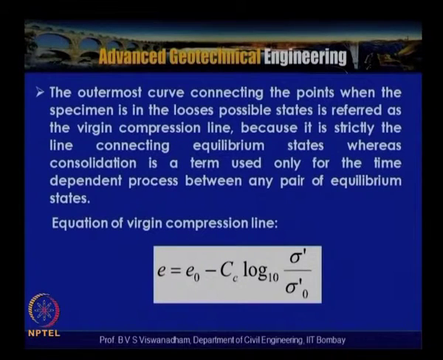So, the equation for the virgin compression line is given by e is equal to e0 minus Cc log to the base 10 of sigma dash by sigma naught dash. The outermost curve connecting the points when the specimen is in the loose possible states is referred to as the virgin compression line rather than as the virgin consolidation line. The reason is that the line connects the equilibrium states, whereas consolidation is the term used only for the time dependent process between any pair of equilibrium states.